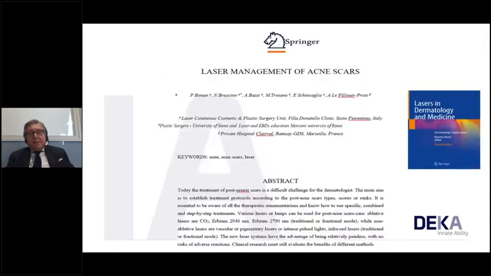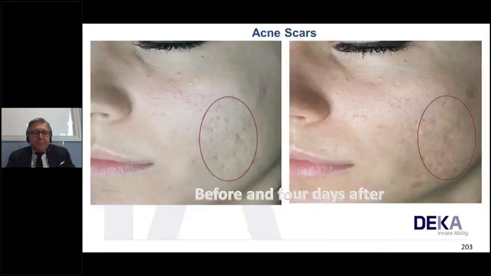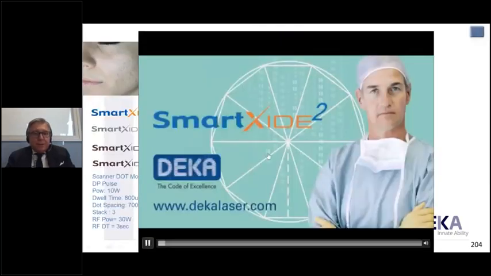Acne scars. So acne scars is one of the favorite indications. They are good candidates to be treated with the fractional. This is an article that is in press in the Springer book, in one of the chapters of this important Springer publication. And it's important to evaluate the improvement of the skin, the atrophic scars. You know that we have different ice pick, boxcar, rolling, and so on.